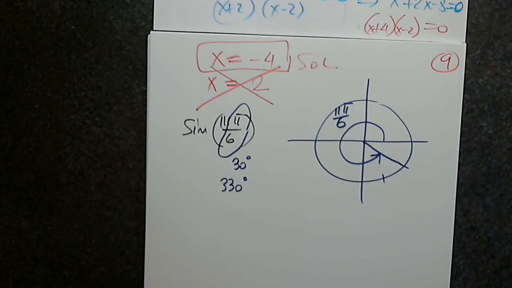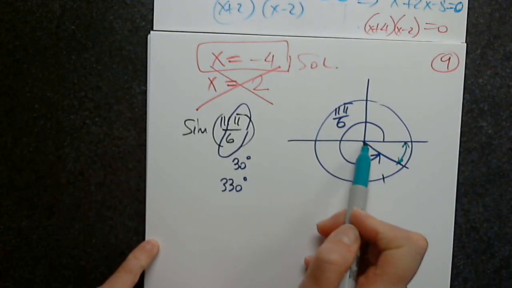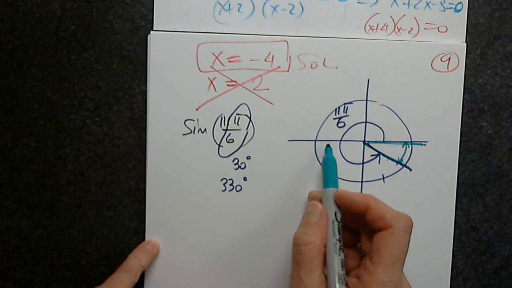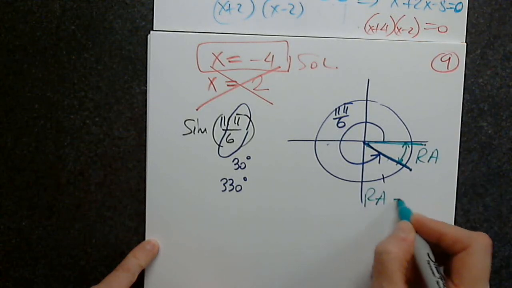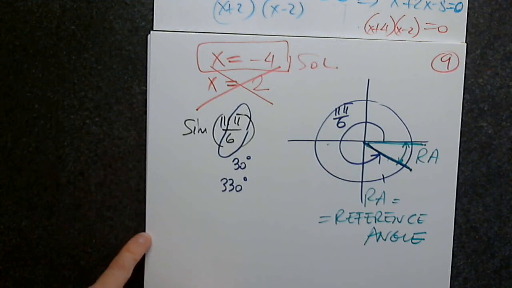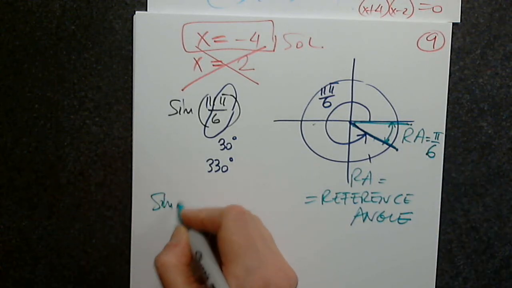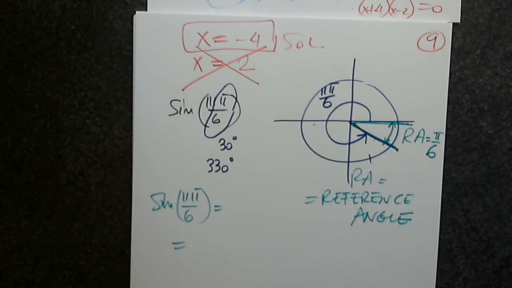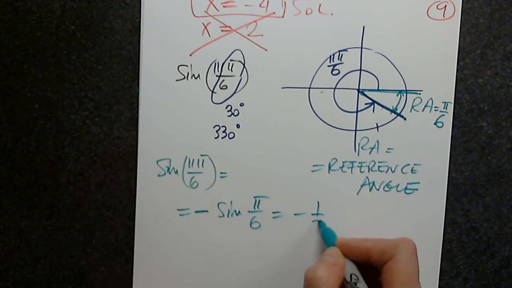Now we have to determine the reference angle. If you remember, the reference angle is the acute angle formed between the terminal side and the x-axis. You cannot use this one. It's not acute. It has to be lower than 90 degrees. So this is the reference angle. What is the reference angle? Yes, pi over 6. So now in order to determine sine of 11 pi over 6, what is the sign of sine in the fourth quadrant? Yes, so it's negative sine pi over 6, which is negative 1/2.